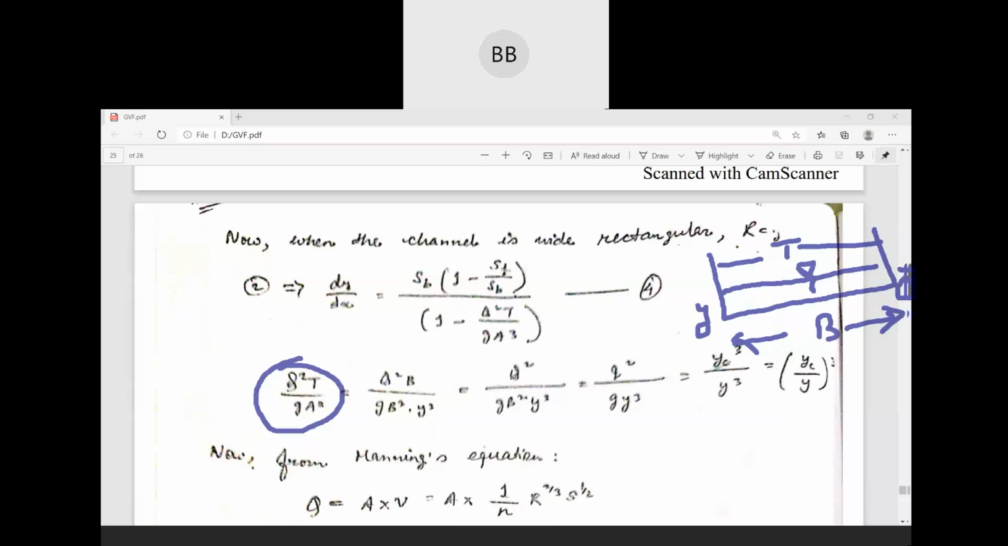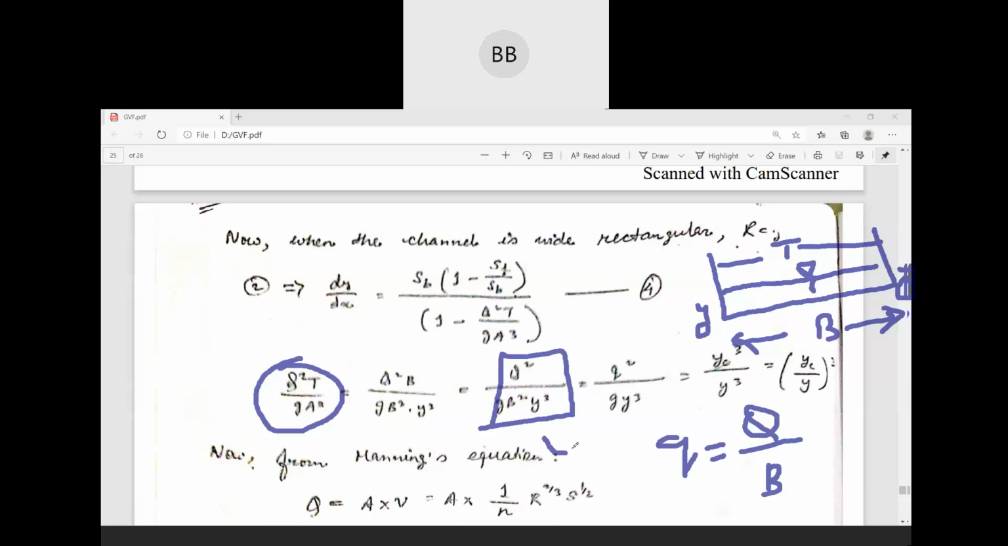Then again you have Q square. So this B and here one B will be cancelled out. So we'll get g B square y cube. Again your small q, discharge per unit width. So in place of Q square and B square, you can write small q square, g y cube. This is nothing but your yc for a rectangular channel. yc is q square by g.